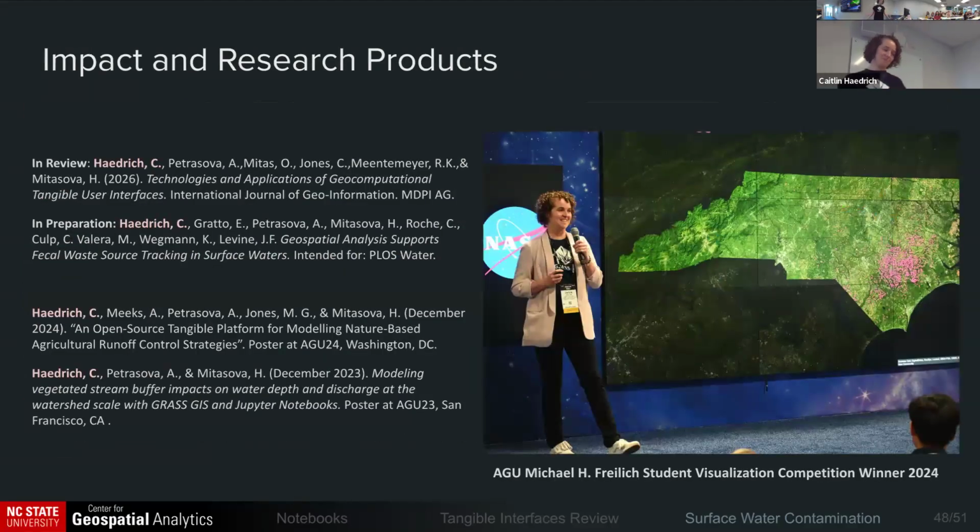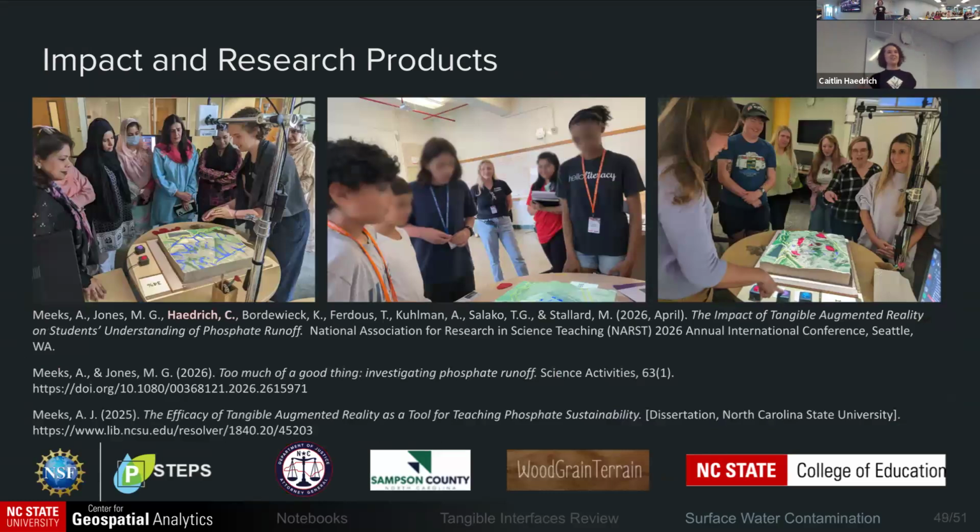And it also had some broader impacts. For example, we have 2 publications that talk about it. It won the AGU Student Visualization Competition in 2024. And it was also part of a study at the College of Education. This is a callback to what I was talking about earlier with how these systems can be effective for teaching more complicated environmental processes.